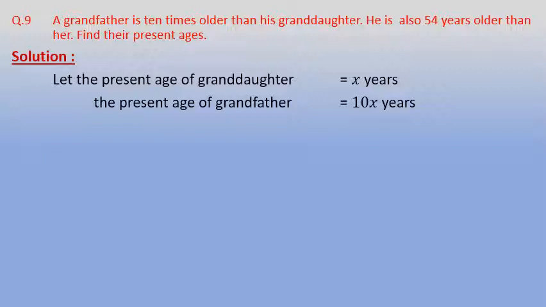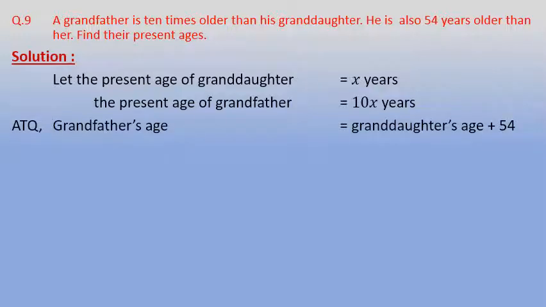It is given grandfather is 10 times older than his granddaughter. According to the question, it is given grandfather's age equal to granddaughter's age plus 54. That is 54 years older than the granddaughter. So we can write 10x equal to x plus 54. This is the linear equation we formed. Now we can solve for x.